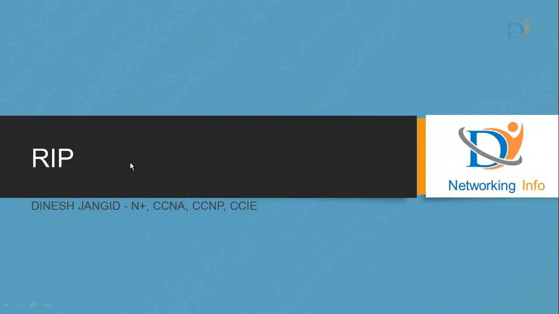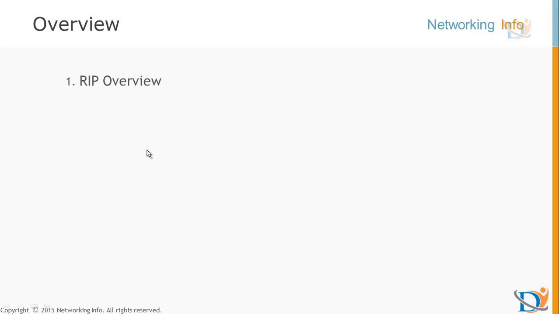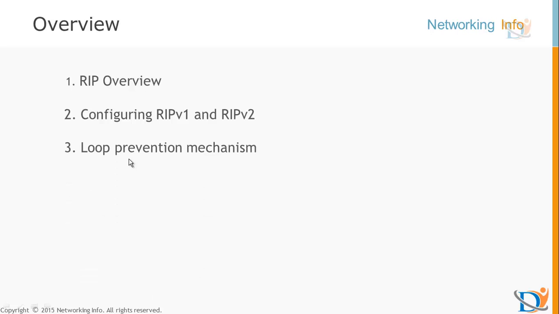Hello everyone. Today I'm going to take a look at RIP, the routing protocol. It is a very basic protocol, and we can say this is a distance vector routing protocol. So let's get started. First we will talk about the RIP overview. Second, we will talk about RIP version 1 and version 2, and the comparison between these. Then the loop prevention mechanism in RIP, and the advantages and disadvantages of RIP.